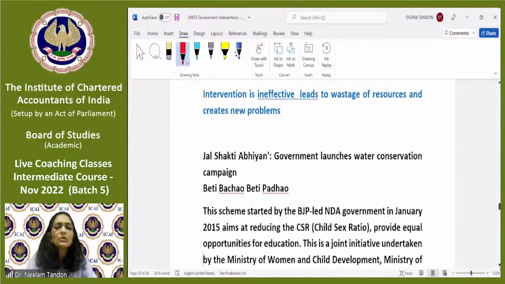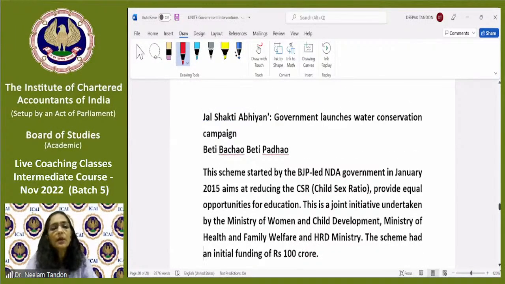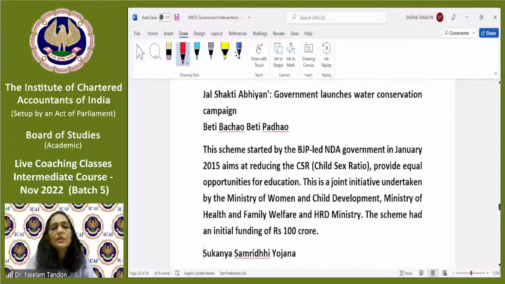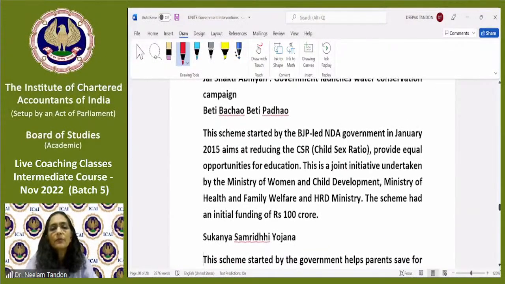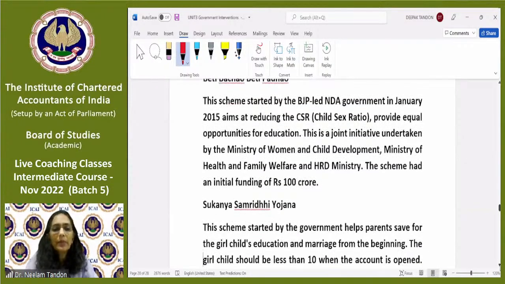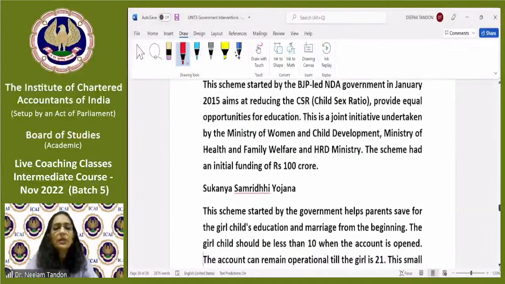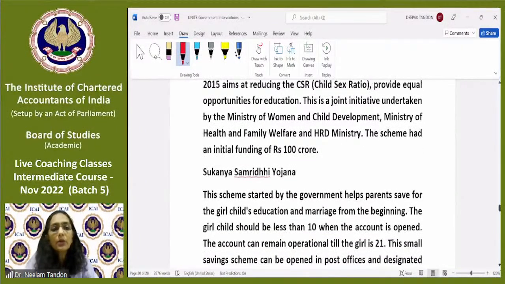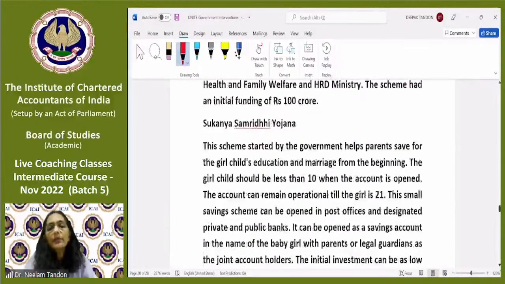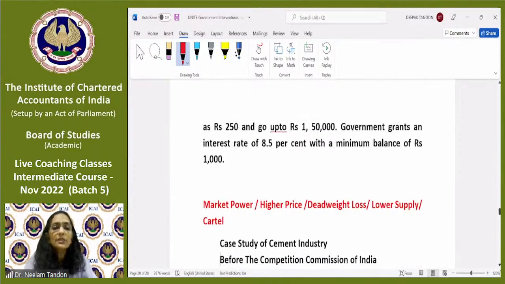Okay. So then other is Jal Shakti Abhiyan, government taking care about Beti Bachao, Beti Padhao. These are different schemes government is taking care about. Girl child should be protected. Then Ministry of Women and Child Development, HRD Ministry, giving funding of 100 crore for this. Sukanya Samriddhi Yojana for girl child to open an account at the age of 10, and till 21 she will get the money when she is eligible for getting married. So these are the things government has done.